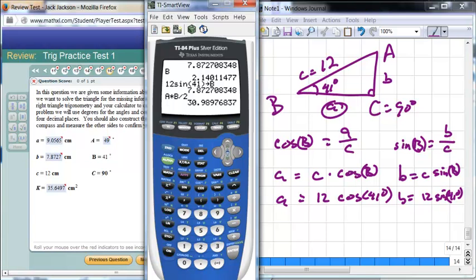Something still doesn't look right. B, A. I didn't get A stored right. Why is my storing not working right here? 12 cosine of 41, store as A. Now let's try again. A times B divided by 2. There we go. That's right. 35.6497. Okay.